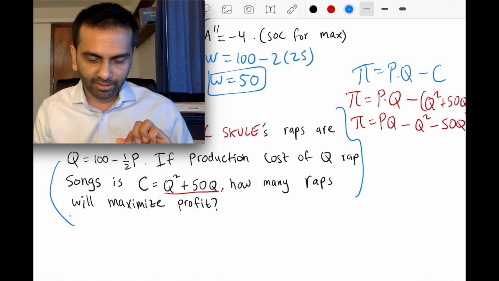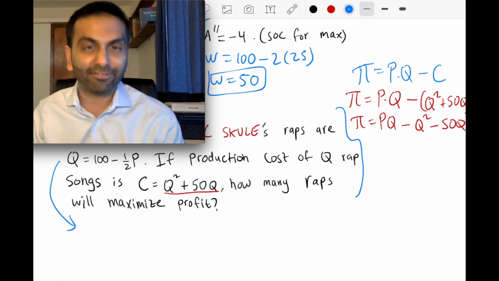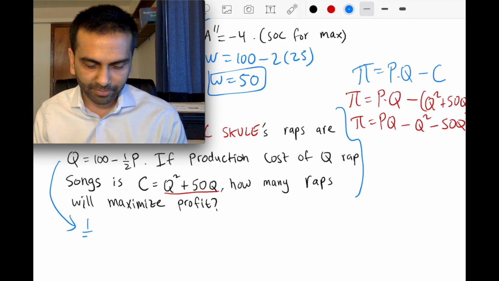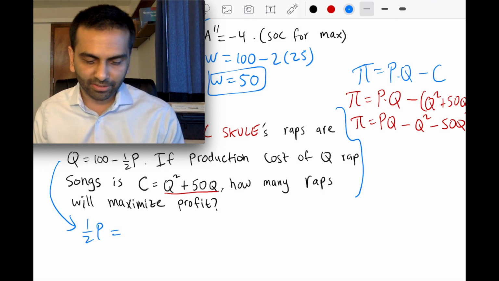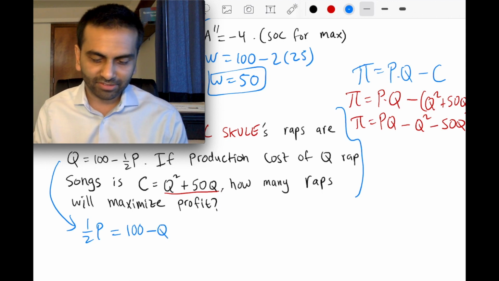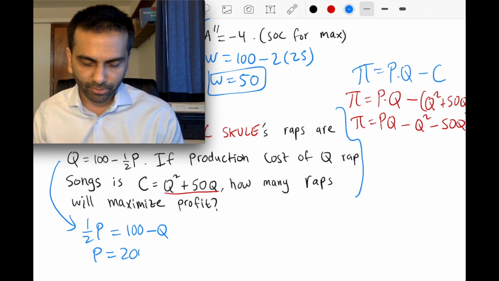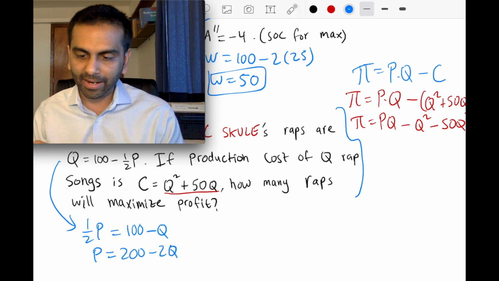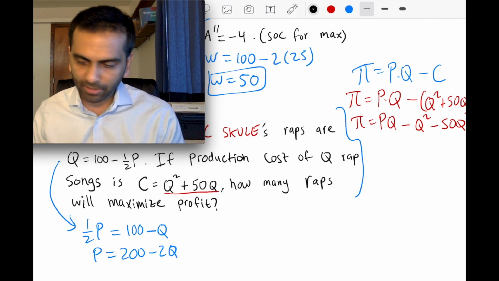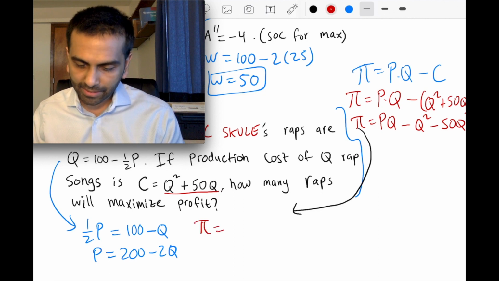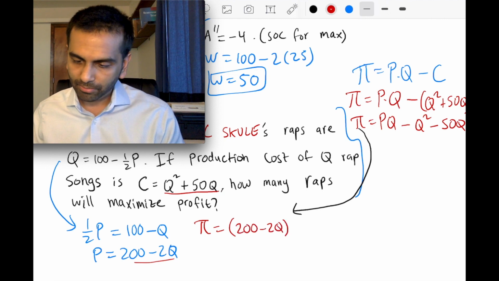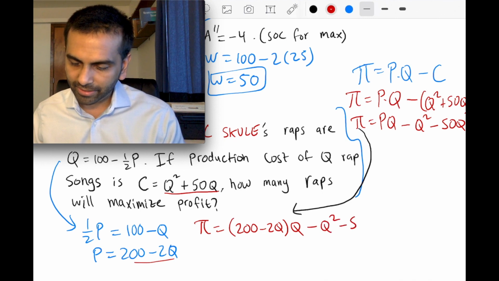So here, if I were to solve for the P, I would add half P to both sides. So I get half P on the left-hand side, and I would subtract Q, so it equals 100 minus Q. I just added this, subtracted that. Then I could multiply both sides by 2, so I get P equals 200 minus 2Q. All right, so now that I've got P, I can write the profit equation. Profit equals P, which is 200 minus 2Q, price times quantity, minus this cost, so minus Q squared minus 50Q.